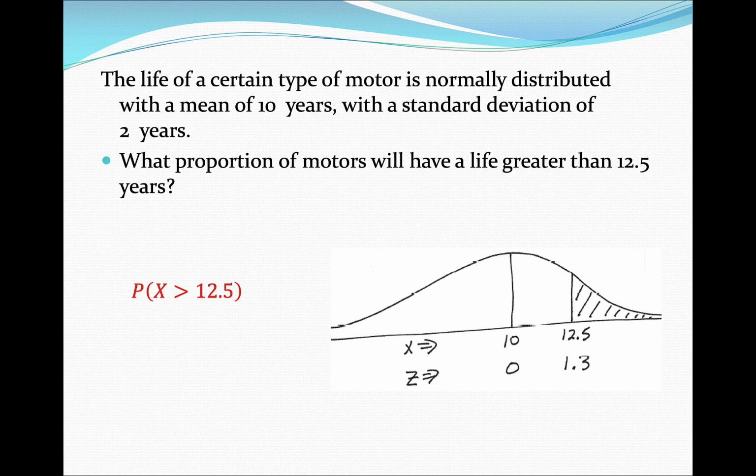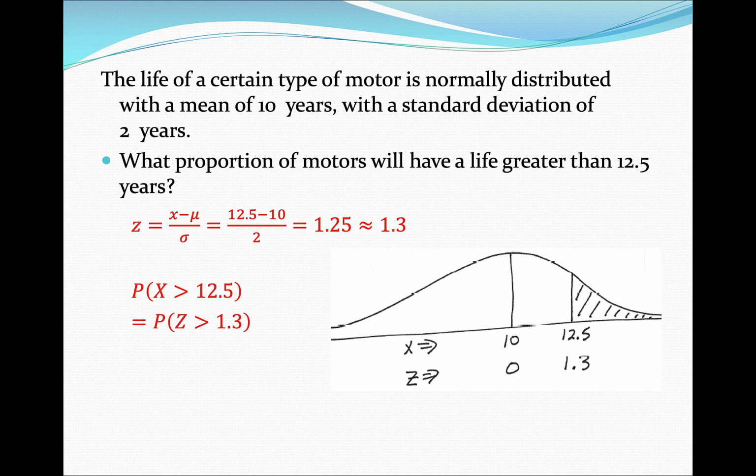Then we want to transform those into z. So the z for the mean is always 0. We have to figure out the z for 12.5. Here's the math for that. 12.5 minus 10 is 2.5 divided by 2 gives you 1.25. So we will round that to 1.3 to look it up in the table. So in terms of the probability, we can rewrite this probability statement in terms of z. So we can rewrite this as the probability z is greater than 1.3. Those are mathematically equivalent.